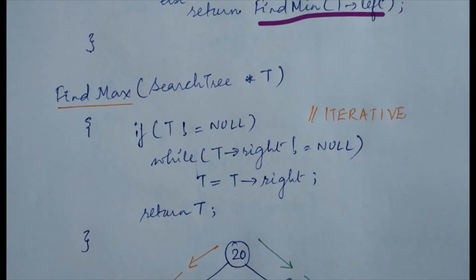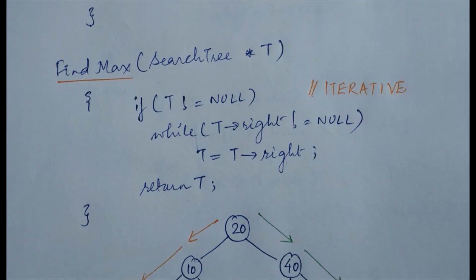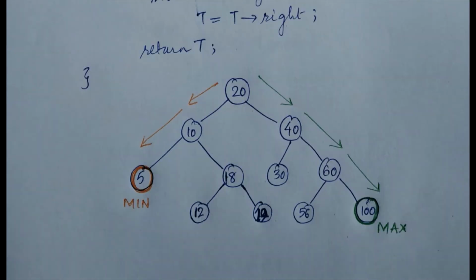So we can do it iteratively, just like this. Just like we do in a linked list, if t is not equal to null, I'm finding max. So while t2 right is not equal to null, when t2 right is null, then I stop. And I keep on doing t is equal to t2 right. So I keep on taking the right path, and once t2 right is null, that is the t I'm looking for, and I return that.